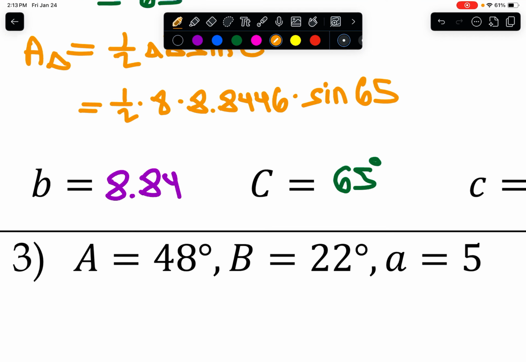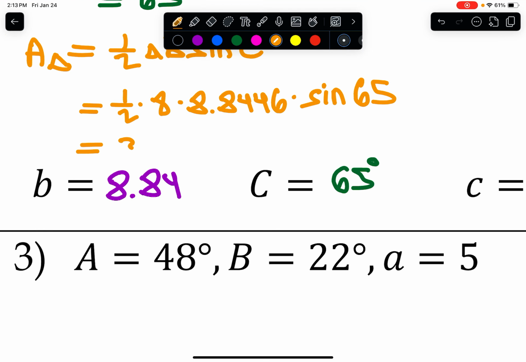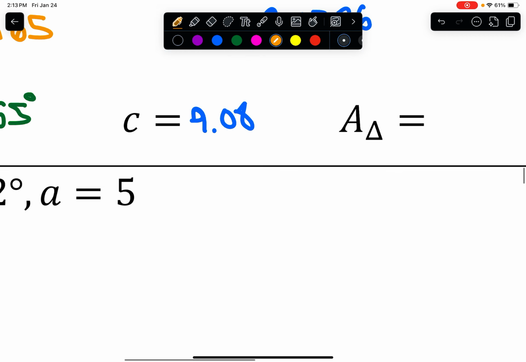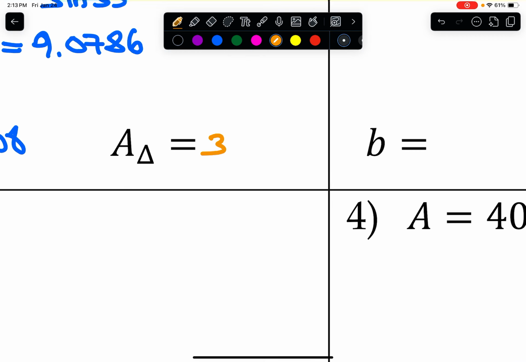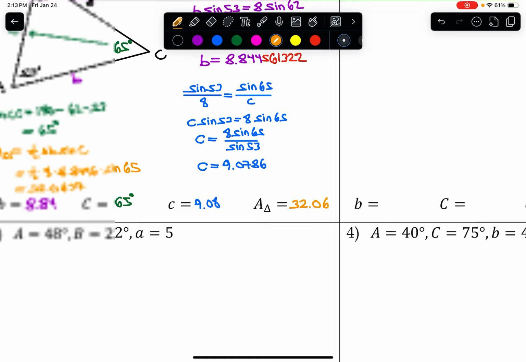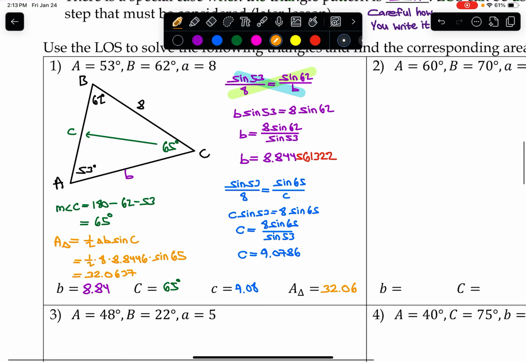So for your area, when I type it in, it gives me 32.0637. So for your area, I'm going to have 32.06. So there is your first problem.